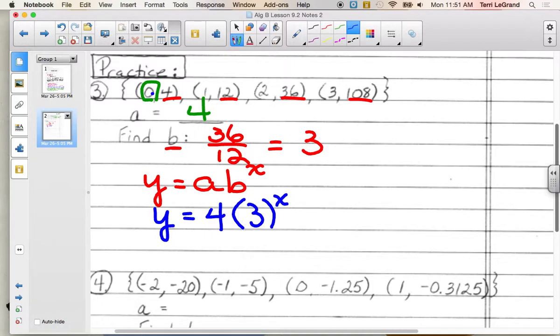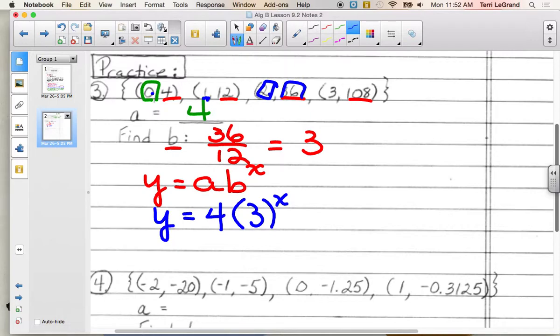It is. Let's try it again. When x is equal to 1, 3 to the first power is 3. 3 times 4? 12. We get our y value. Let's do it one more time. 3 to the second power is 9. 9 times 4 is 36. It worked, didn't it?